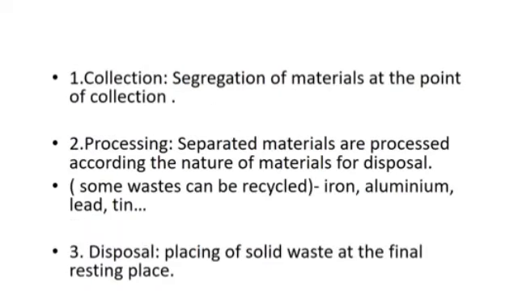There are mainly three steps to be considered: collection, processing, and disposal. Collection means segregation of materials at the point of collection. Processing means some solid waste can be recycled, that is, iron, aluminium, lead, tin, etc. Separated materials are processed according to the nature of the materials for disposal. And the third step, disposal, is placing of solid waste at the final resting place.